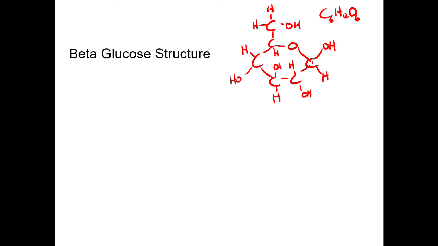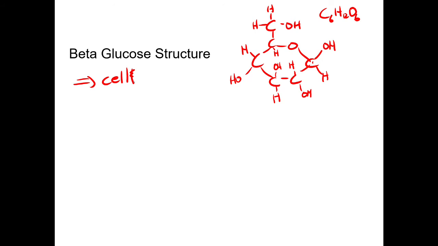You might say, does this make a big difference to have the hydroxyl pointing up? And the answer is yes, it makes a gigantic difference, because this is basically the difference between sugar and, let's say, wood or paper. Because beta glucoses, when you link them together, they will form something that we call cellulose.